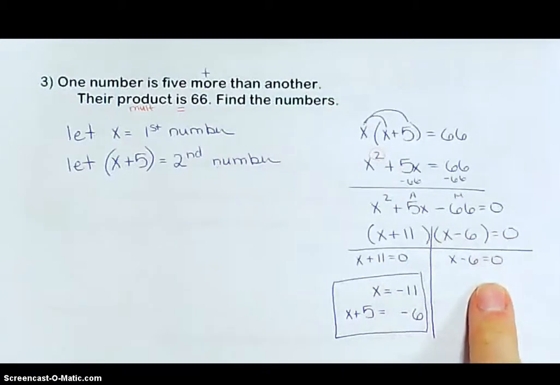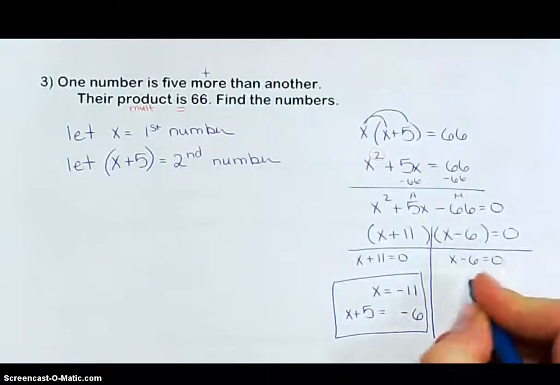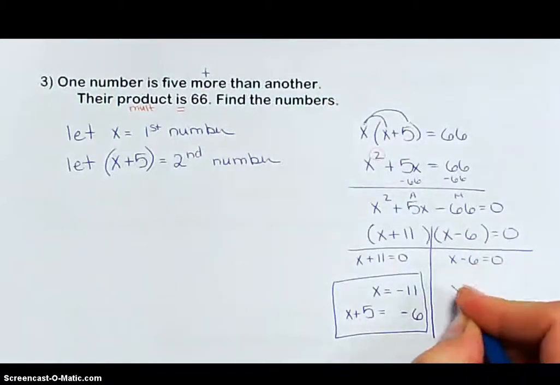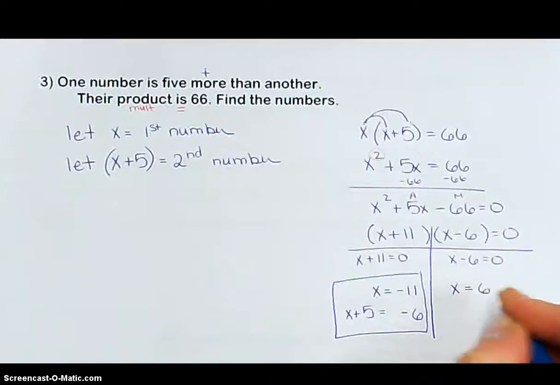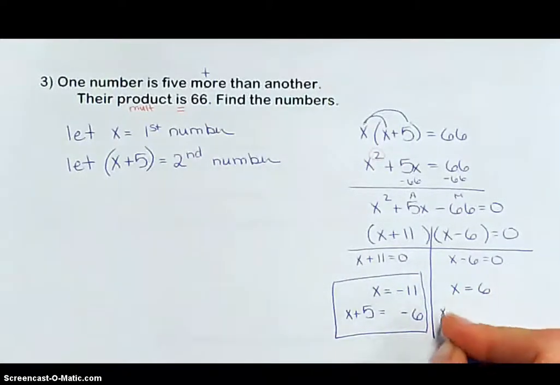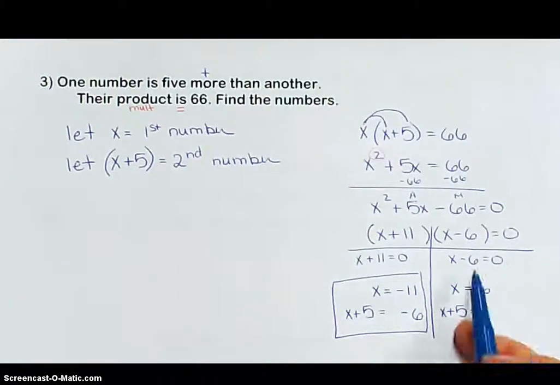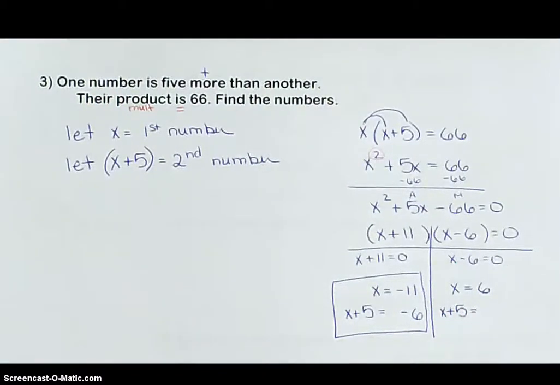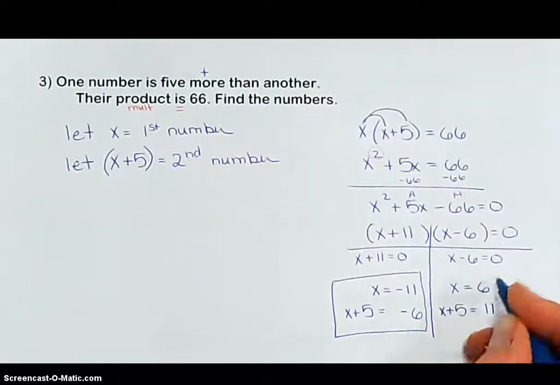Then we're going to go over to the other side of the t table. We're going to solve for x, so we have to add 6. So x is equal to 6. So now we have to find the second number that goes with it. And when we do that, we're going to go positive 6 plus 5 gives us positive 11.